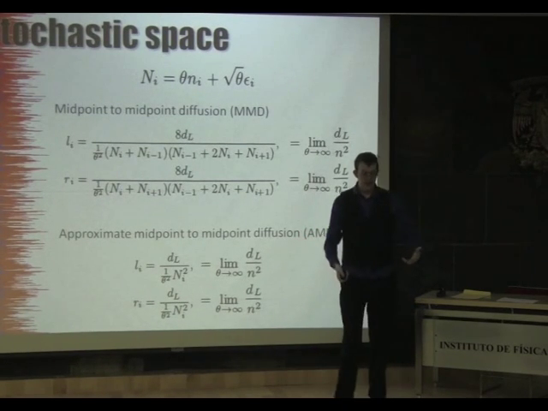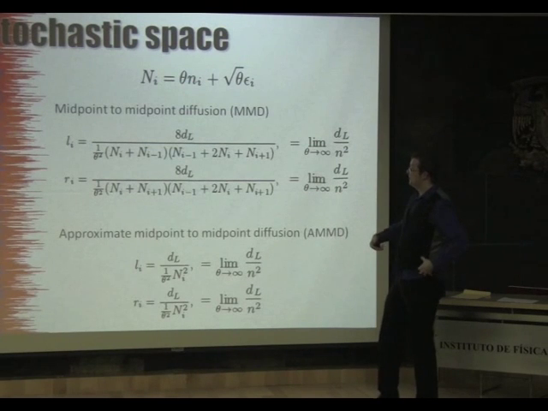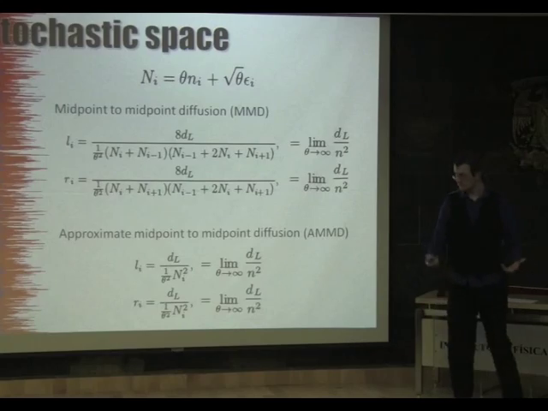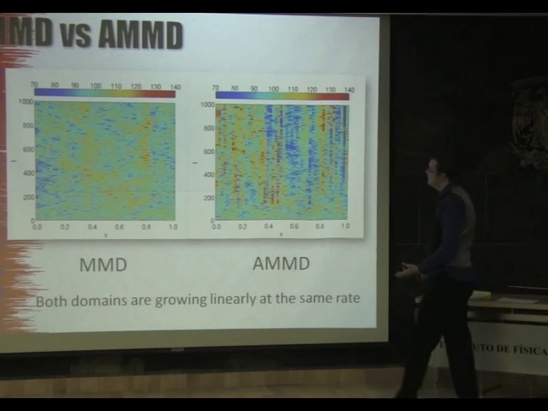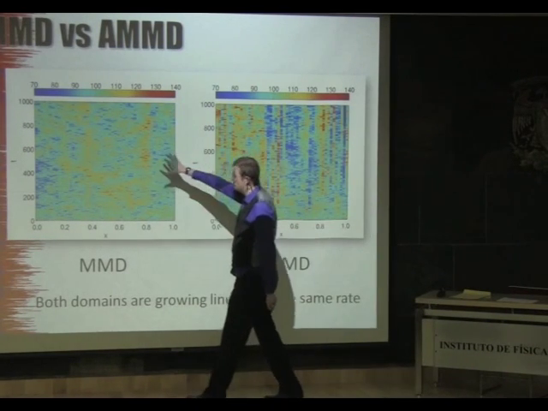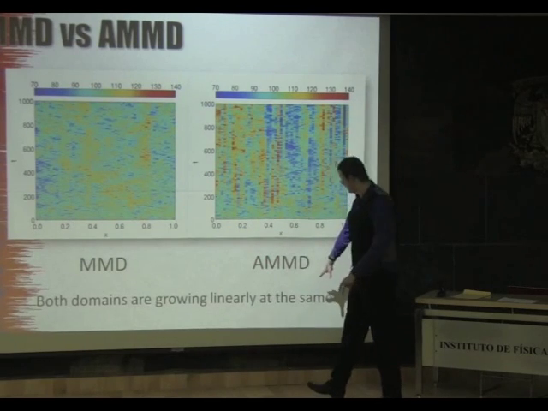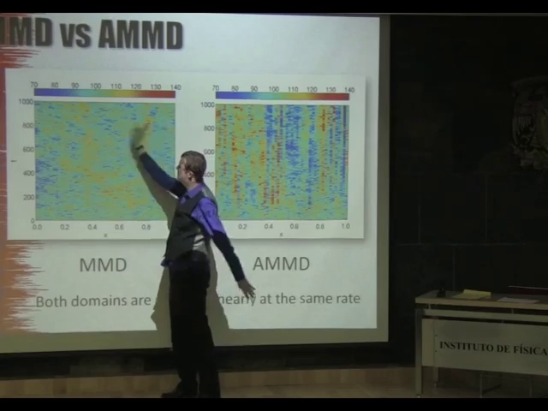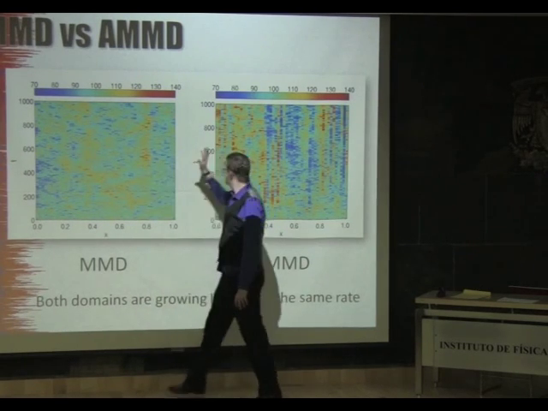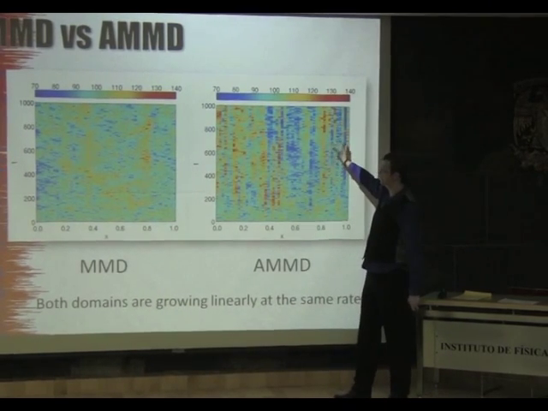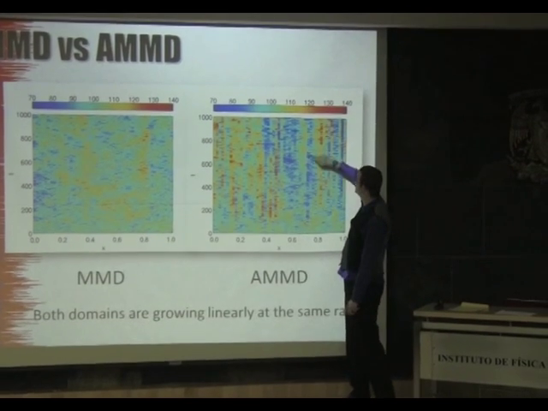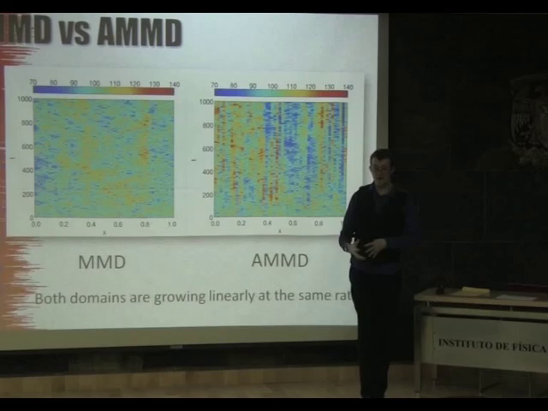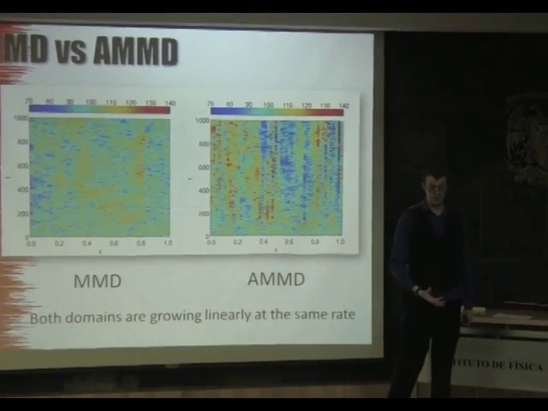Now you might say, well, if these are going to be the same in the mean field, then surely they will give roughly the same simulation results. Sadly not. So here we have midpoint to midpoint diffusion. These are all on growing domains, linearly at the same rate. This is diffusion. There's no patterns in this. All you get is fluctuations. But over here, in approximate midpoint to midpoint diffusion, you can start seeing that you get prolonged regions where you have higher population, regions where you have lower population.